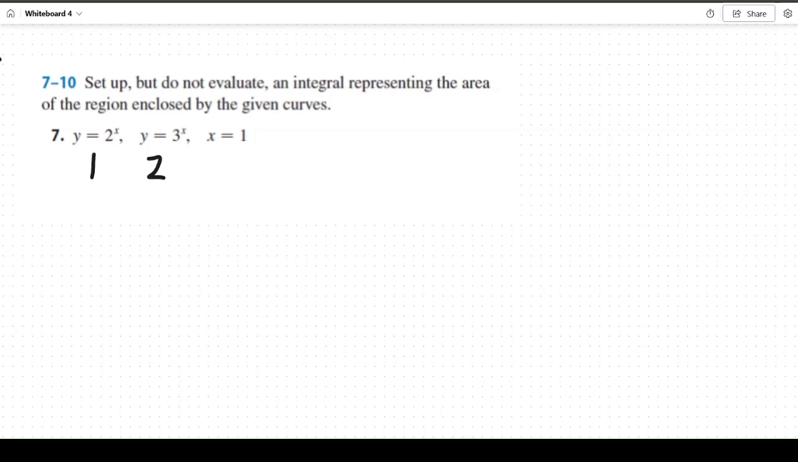So let's try to do that. We only have one value, x equals 1. And given that this question is going to be in terms of x, we have to find the other x value to make the integral. To do that, we will set these two up.